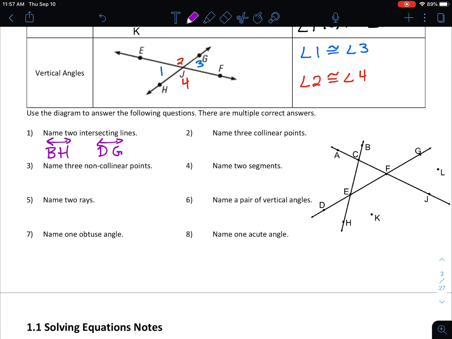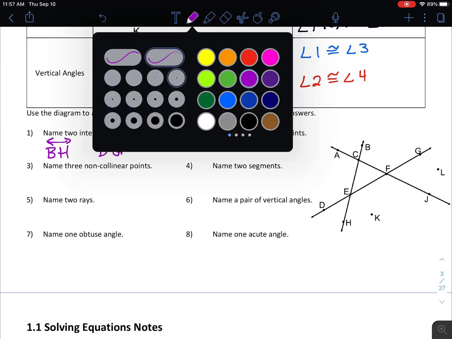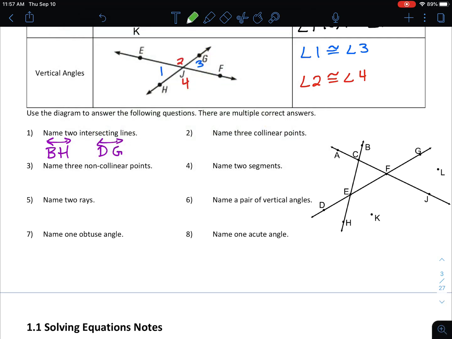All right, the second thing, name three collinear points. Collinear means that they are all on the same line together. For example, if you look at line AJ, there's also the point F on it. So three collinear points we could say would be point A, point F, and point J.